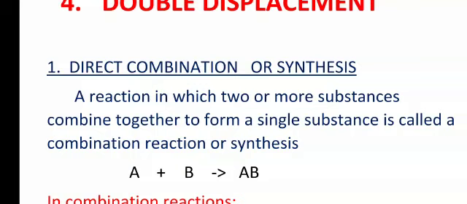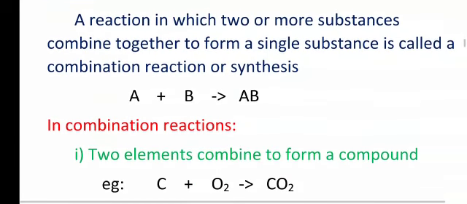On the left side, that is the reactant side, there can be two or more elements or compounds, but on the product side, remember there is only one product. That is the main thing you have to remember. On the product side, we are supposed to have only one product. Such a reaction is called a combination reaction or a synthesis. Here is an example for you.